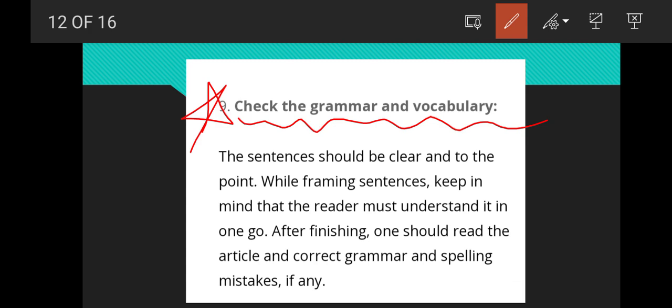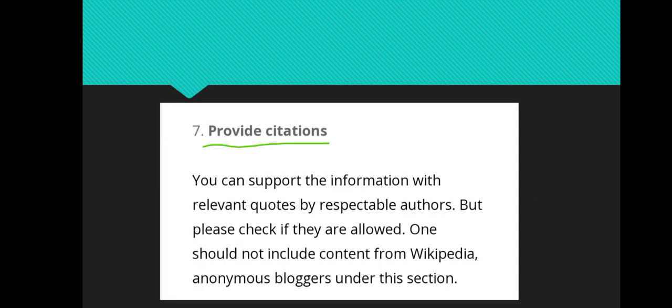The vocabulary should be advanced, so that the reader can detect this vocabulary. After finishing, one should read the article and correct grammar and spelling mistakes, if any. Once you have read it, check whether there is any grammatical mistake or spelling error. Eliminate these things if they are there. It is an extremely important point.